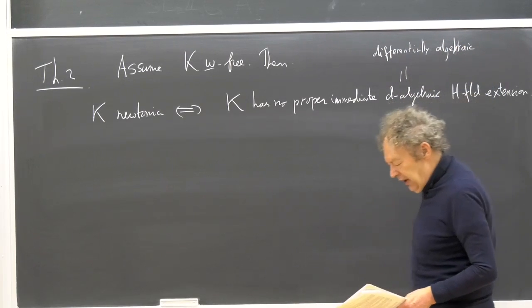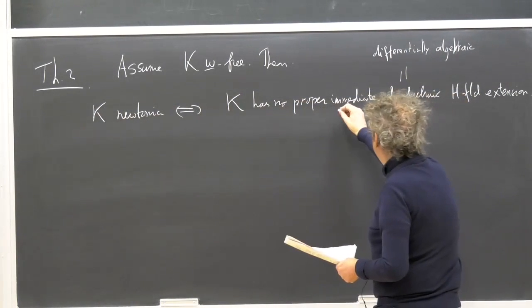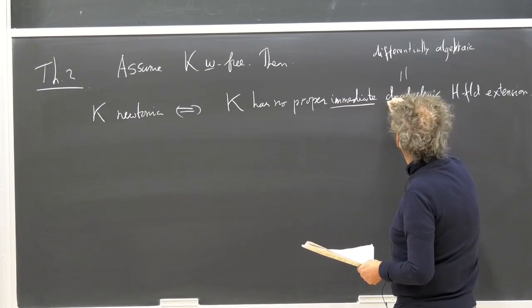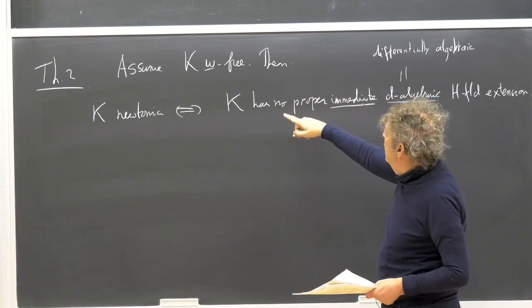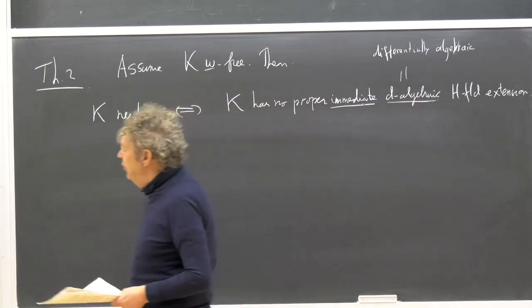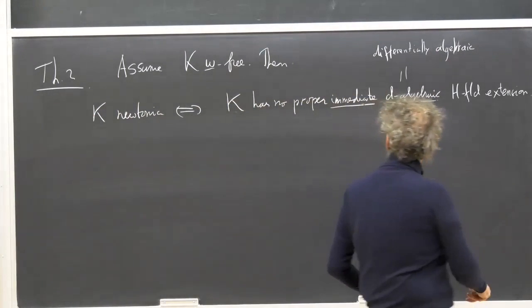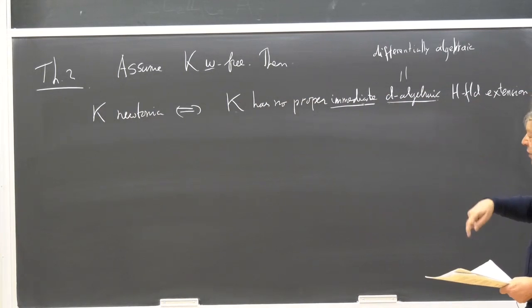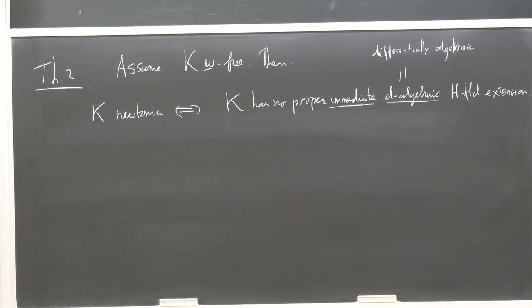We often use the letter D simply as an abbreviation for differentially. Immediate refers to the valuation, namely, if you have an extension, it means that the constant field doesn't change, and the value group also doesn't change. So that is what immediate means. If you are familiar with ordinary valuation theory, then Newtonian behaves much like Henselian, right?